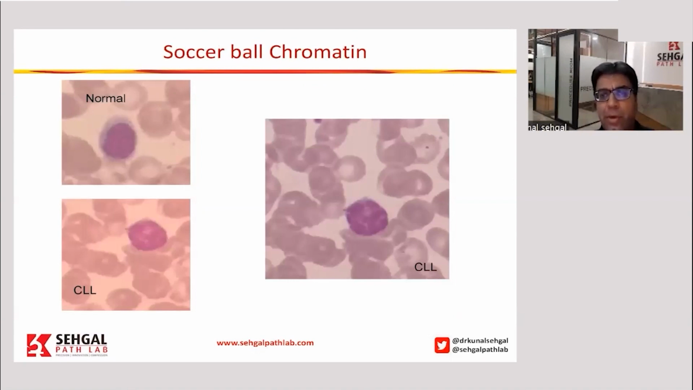And typically what is defined in CLL is a football or a soccer ball chromatin, if you see these light and dark areas alternating amongst the two.